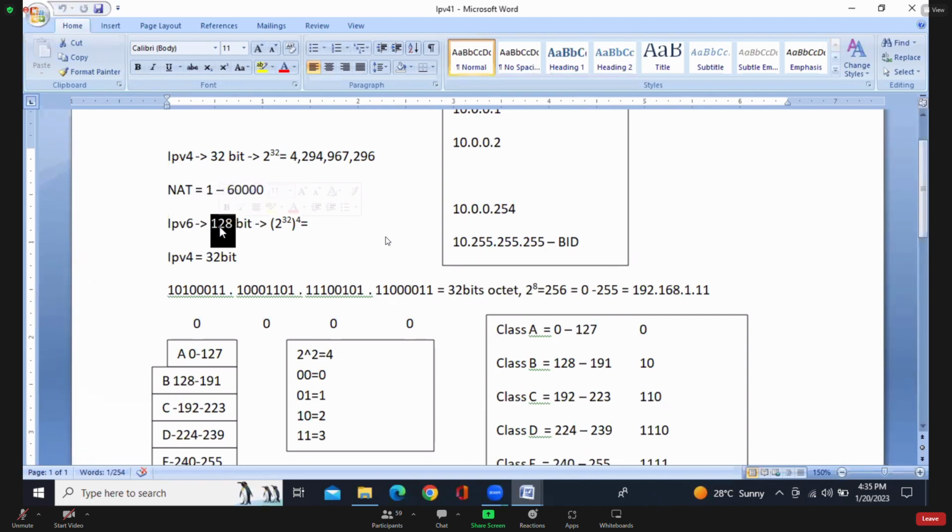Why not more than 128? Because our devices will support only up to 128. More than 128, they won't support. Because of that reason, the INA people introduced IPv6 as 128-bit. I hope you got it, guys, right? So 128-bit means compared to IPv4, we'll have 4 times more IP addresses in IPv6.